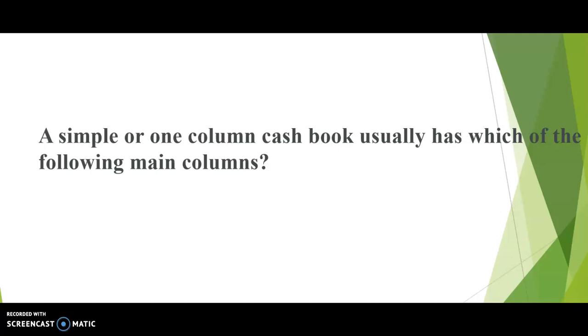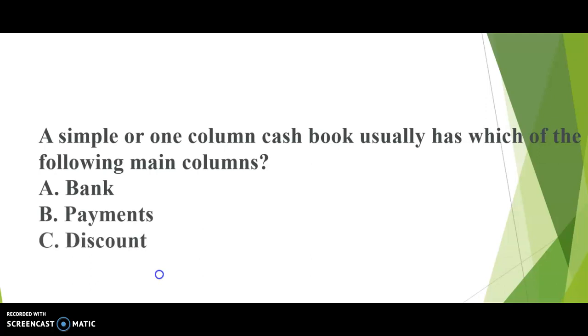A simple or one column cash book usually has which of the following main columns? Option A, bank; option B, payments; option C, discount; and option D, cash. A simple or one column cash book usually has only one column, that is called the cash column. The single column cash book is also considered a simple cash book. So the correct answer is D.